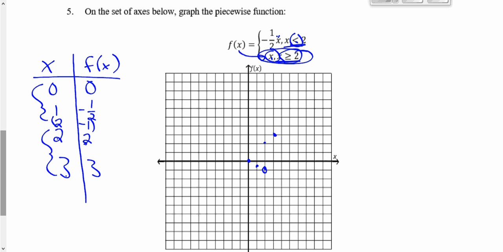So this one here, we want to go kind of like that. See the open circle? And the other one goes from here out, like this. Well, how else would you do it? Okay? Piecewise function.